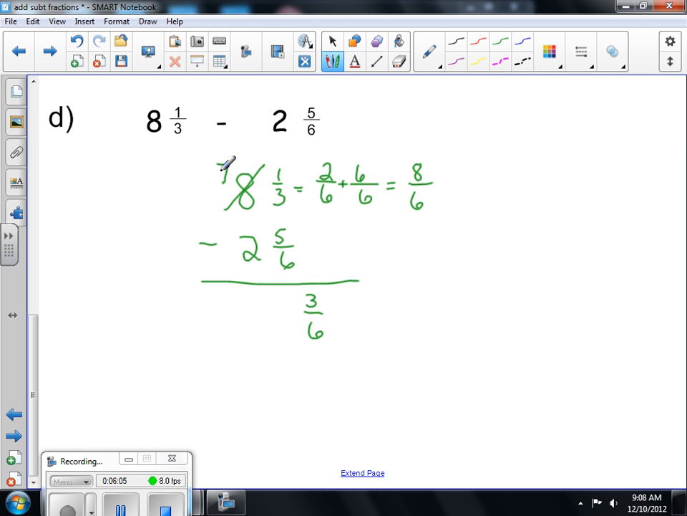Then you go to your whole numbers. 7 minus 2 is 5. If we simplify, we get 5 1/2. Okay, that concludes our lesson for today on subtracting and adding fractions, and this time you have borrowing included.